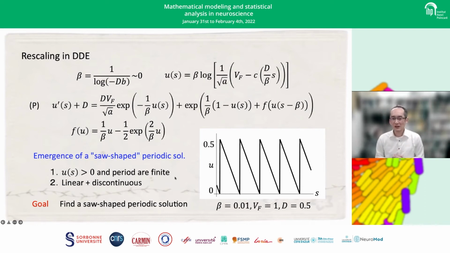This saw-shaped periodic solution is characterized by two properties. One is a linear line here, okay? Another thing is a discontinuous point around here, okay? This is a simple characterization, okay? Our final goal is to find a saw-shaped periodic solution in P. And please remember, P is completely consistent with the original DDE under this change of variables, okay?